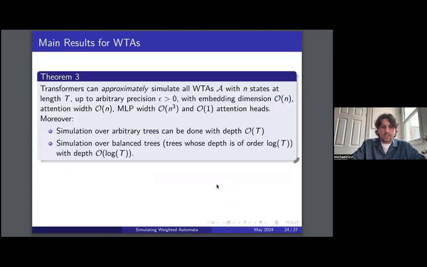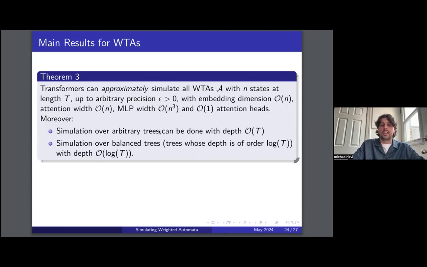Next are the theoretical results for these weighted tree automata. We only have an approximate simulation result, which is as follows. We can approximately simulate any weighted tree automaton that has n states and length t up to some arbitrary precision, given epsilon, with O of n embedding dimension, O of n attention width, and MLP width n cubed. Once again, we have constant attention heads.